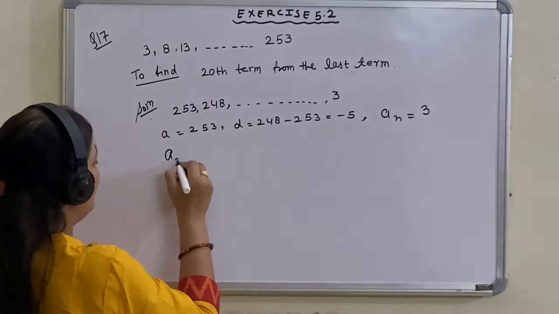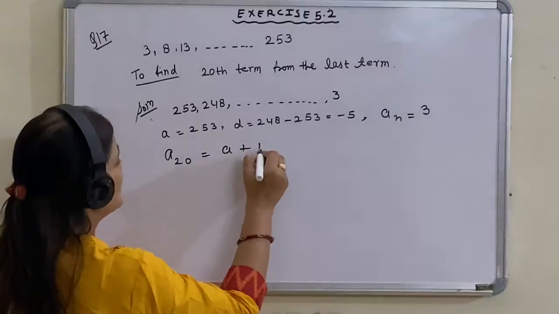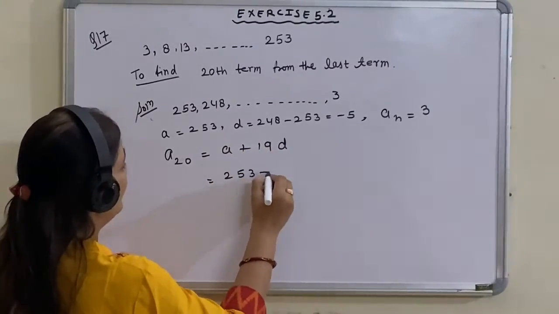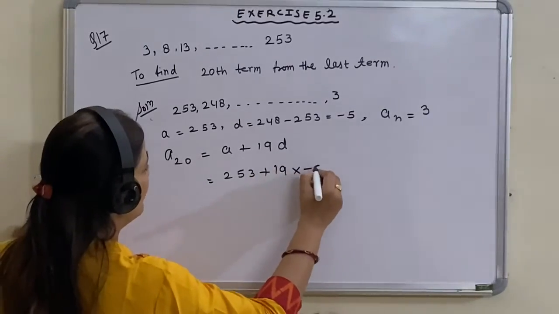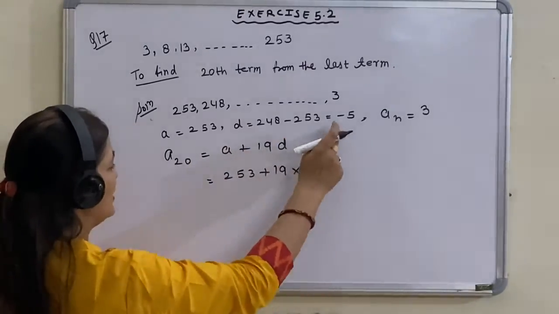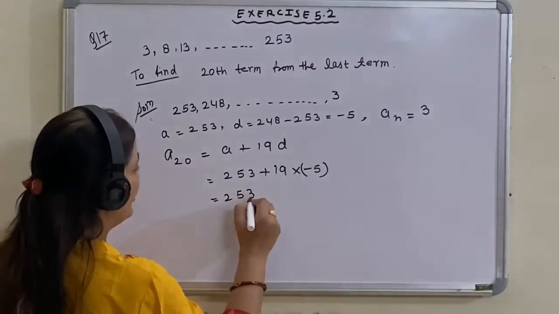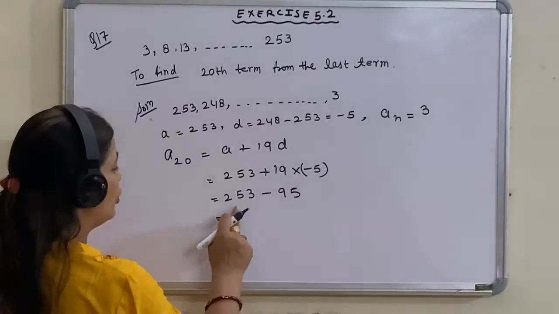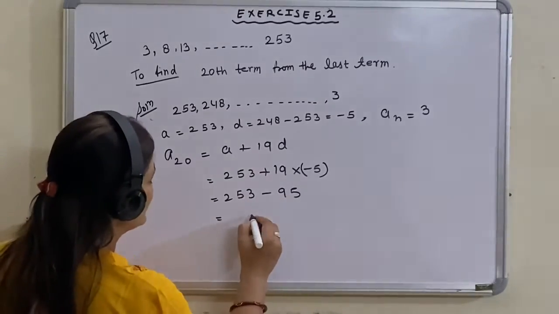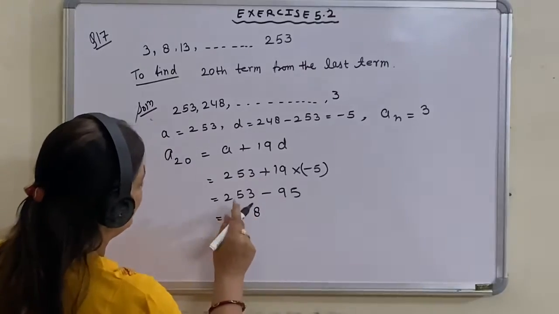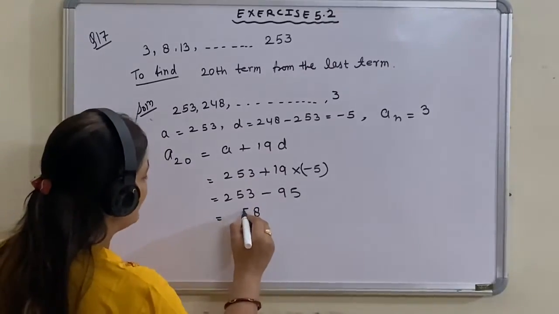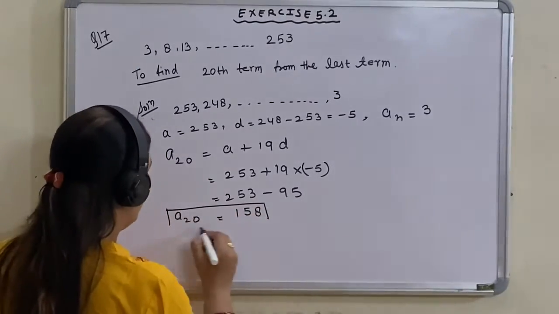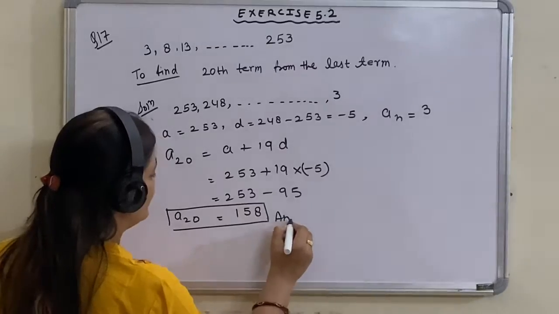So we can easily find the value of 20th term. So A20 will be A plus 19D. So A is 253 plus 19 into minus 5, because D is minus 5. It is 253 minus 95. When we subtract 95 from 253, we get 13 minus 5 is 8, and it here will be 4. 14 minus 9 is 5 and 1. So 20th term from last will be 158.